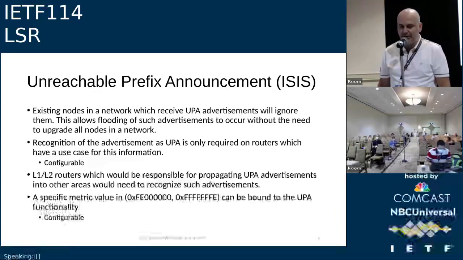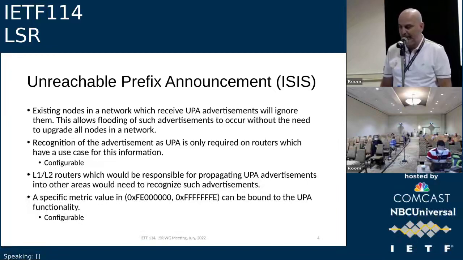So if an L1, L2 router attached to area X advertises this UPA advertisement, it goes across the L2, and another L1, L2 router which attaches to area Y may need to leak this information down. So that's something that we are specifying. That's something new, but again, this is not defining a new TLV or anything. We are just defining that you should propagate the unreachable prefixes. And we can even bound the UPA to a very specific metric if that is what the implementation wants to do. Next slide, please.